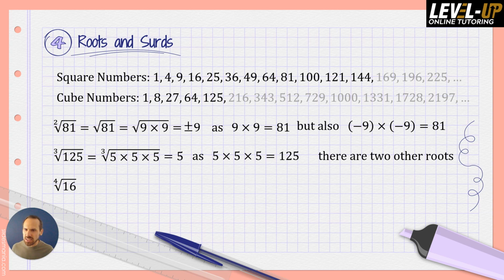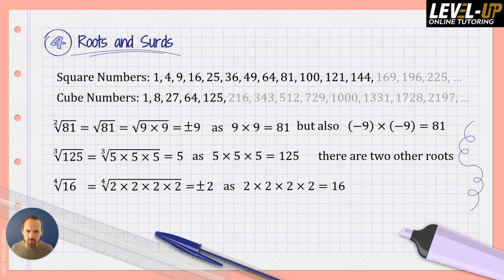We can do the same thing with, say, the fourth root. You're probably not likely to encounter this too much, but it's the same logic. You see what times itself 4 times to get 16, and it's 2. But again, it's plus or minus 2. Like I said, even roots will produce two answers for you because you've got a positive and a negative.